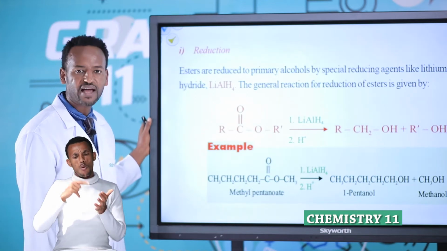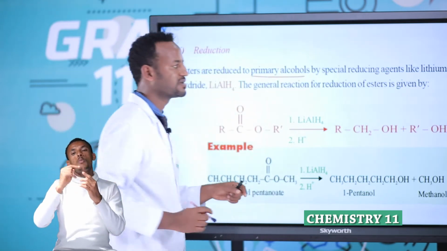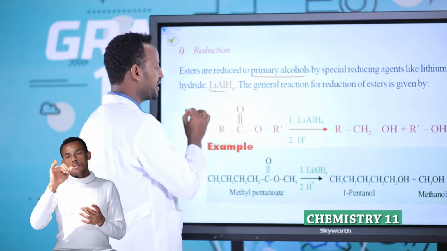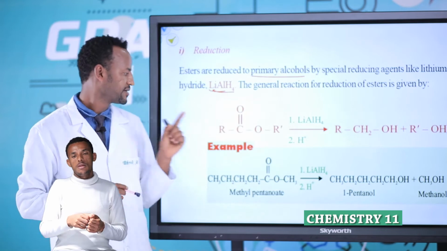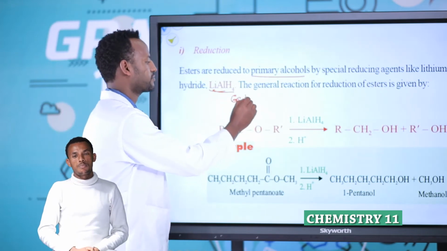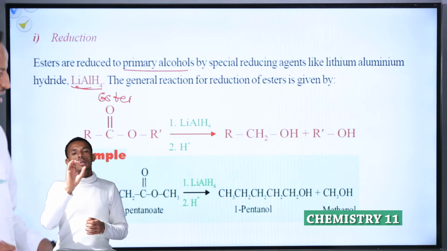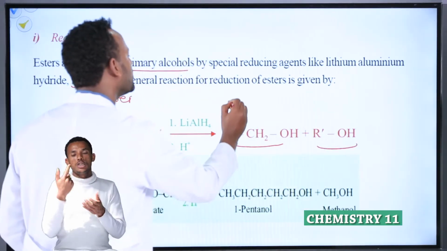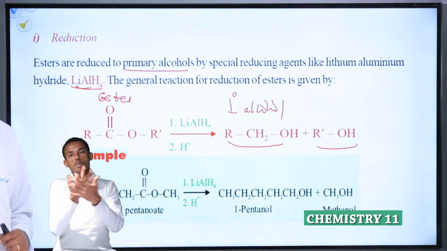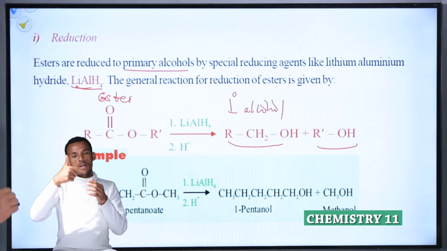The other point is reduction. Reduction means addition of hydrogen. Look, esters are reduced to primary alcohols by special reducing agents like lithium aluminum hydride. RCOOR prime is what? Ester. Ester with lithium aluminum hydride and H+ gives alcohol and alcohol. But this alcohol is always primary alcohol. Primary alcohol means the general formula RCH2OH: a carbon atom connected with OH, connected again to another carbon group.